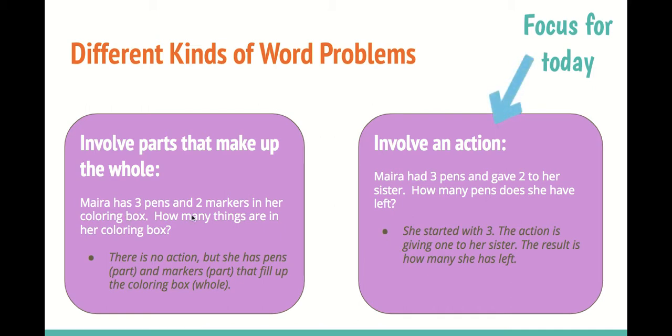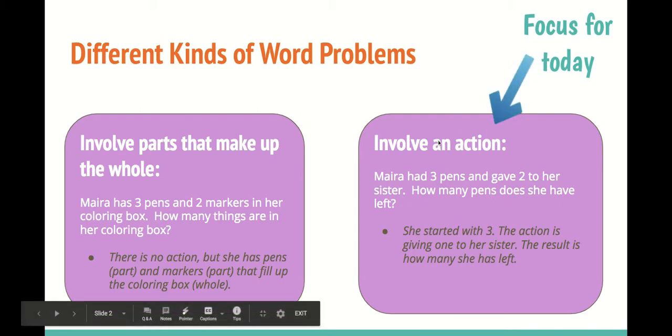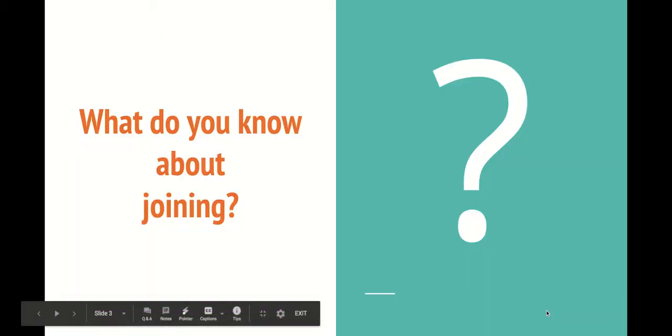Myra has three pens and two markers in her coloring box. How many things are in her coloring box? She has five. So in this kind of word problem, you're taking two parts, adding them together to make a whole. And then what we're going to focus on today is a word problem that has an action with it. Myra had three pens and gave two to her sister. How many does she have left? This would be a subtraction problem. There's an action, something's happened where the numbers are changing. So we're going to be looking at more subtraction word problems today.